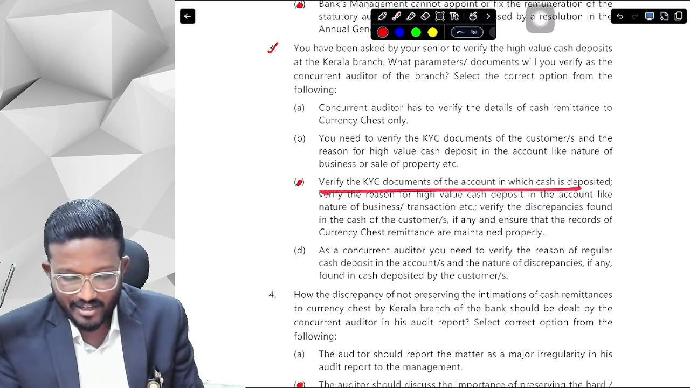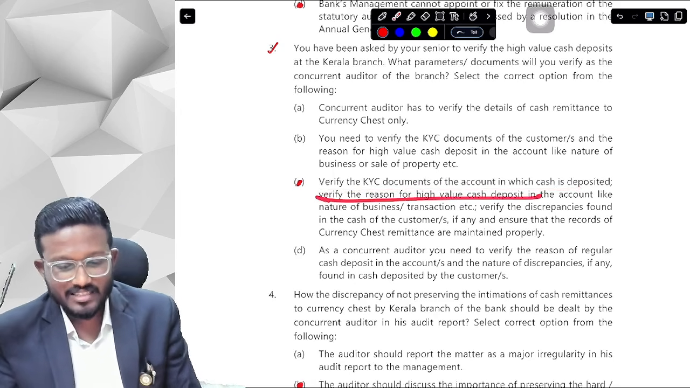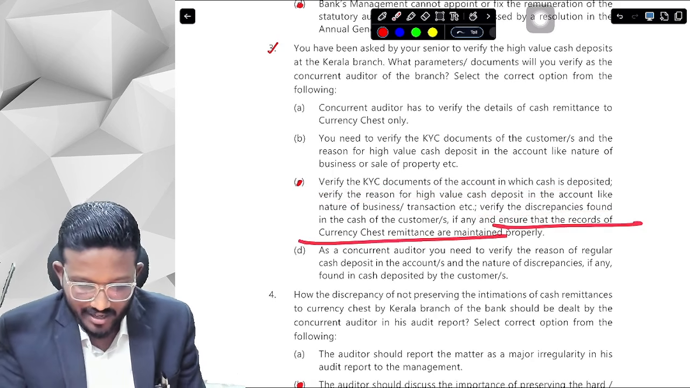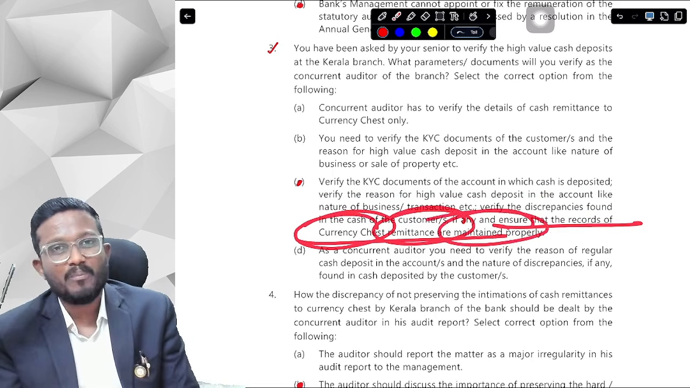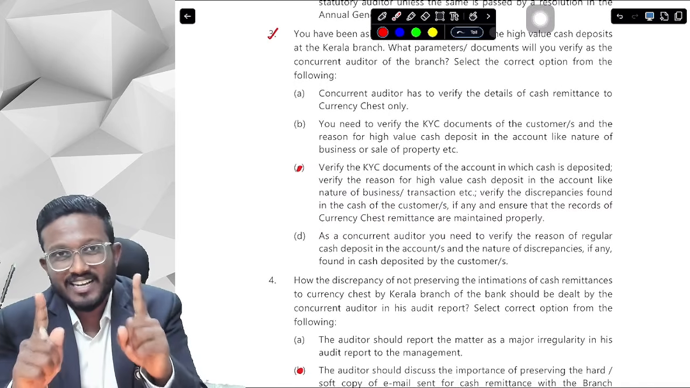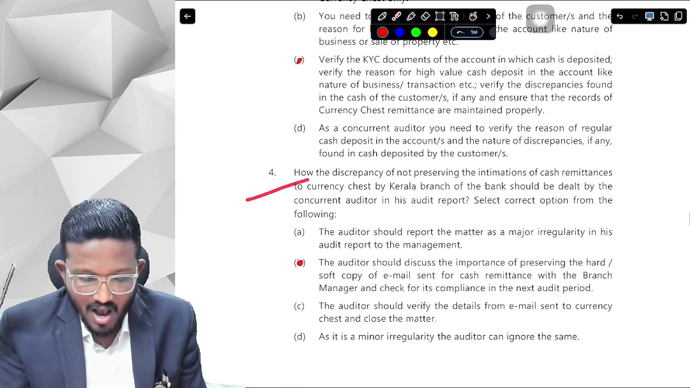We need to verify the KYC documents. We need to verify the reason for high value cash sale. We need to verify the discrepancy found, and we need to ensure that the records of currency chest remittance are maintained properly. Okay, yes sir, we have to perform everything, so you should read all the options correctly. Okay, yes sir. Next, how about the discrepancy?